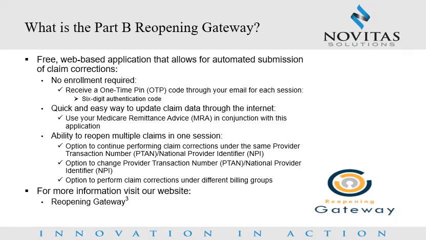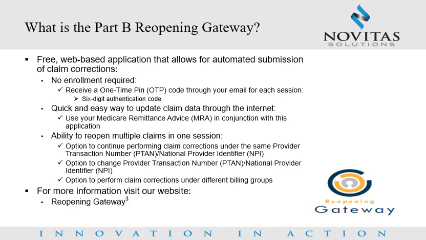Reopening Gateway. What is the Part B Reopening Gateway? The Reopening Gateway is a free, web-based application that allows for automated submission of claim corrections. There is no enrollment required. You will receive a one-time PIN, OTP code, or a 6-digit authentication code through your email for each session to access the gateway. The Reopening Gateway provides a quick and easy way to update claim data through the internet.